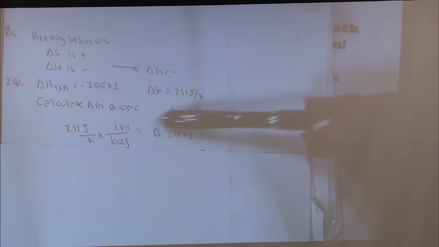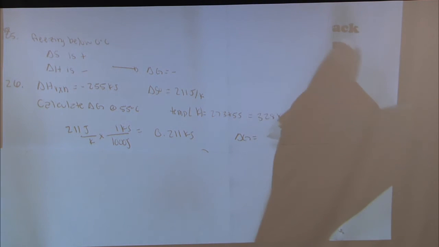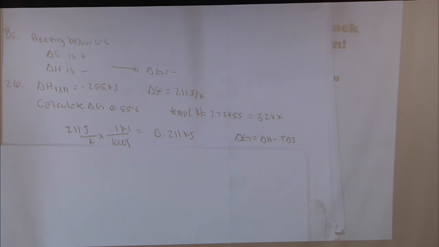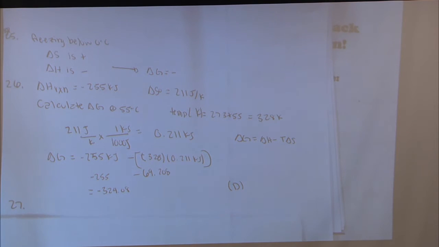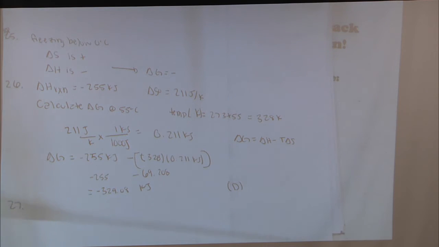And then the temperature is in Celsius, but in that equation, that is delta G equals delta H minus T delta S, we need the temperature to be in Kelvin. And so you're going to add 273 plus 55 to get 328 Kelvin. And then you're able to plug it into that equation. So you get negative 255 kilojoules minus 328 times 0.211 kilojoules. And then in the end, your answer should be negative 324 kilojoules, or answer choice D.